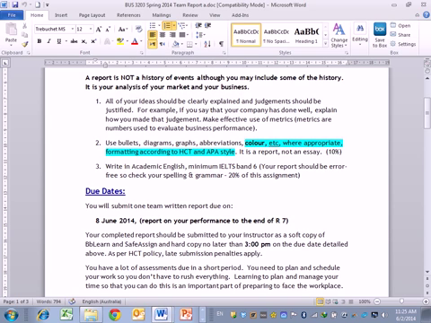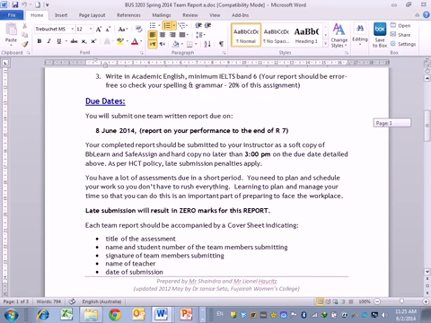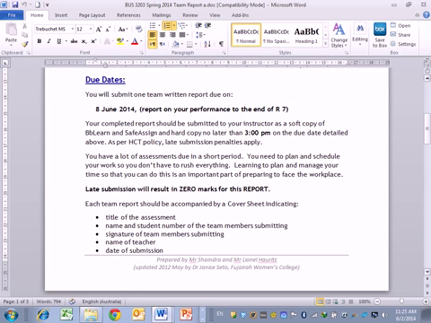So we want this to be a nice report. Put some color into it. Use APA, HCT style. Use your best English. Remember, spelling and grammar is about 20% of the paper. So, write nice. Okay, you can do it.